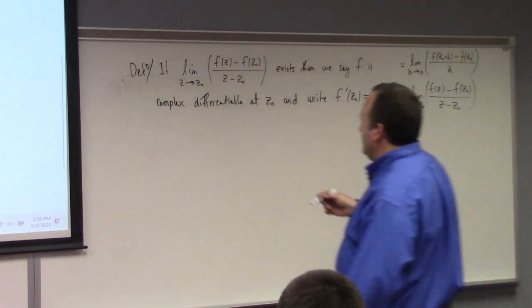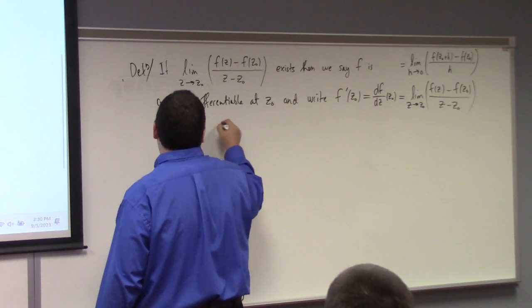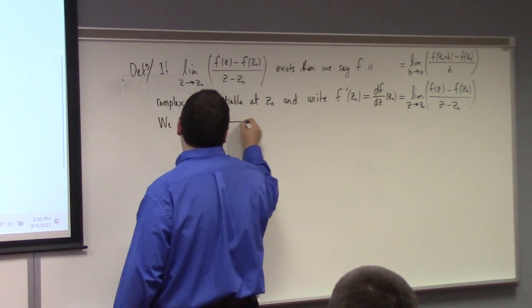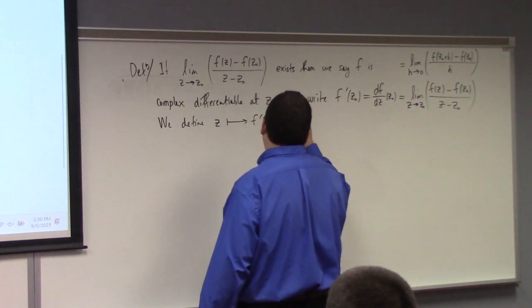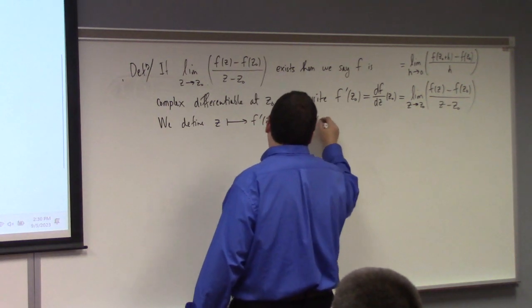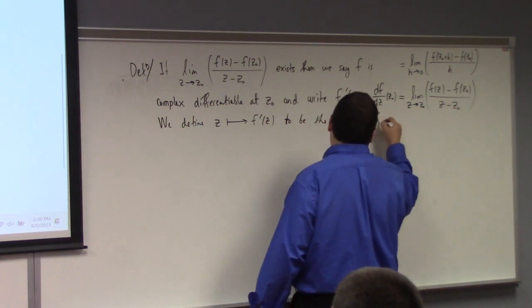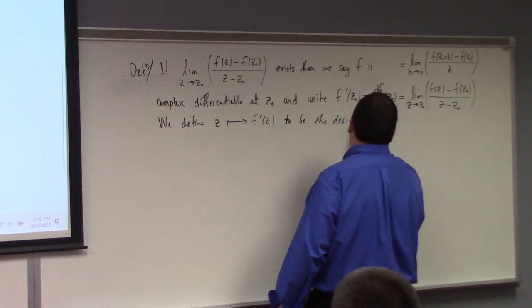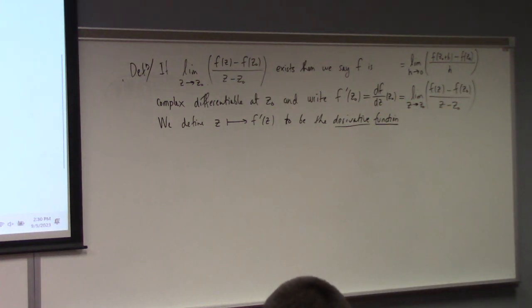Now, also, we define the mapping z maps to f prime of z to be the derivative function, if you will. Derivative function for all such z as that exists, right? So, again, same as Calculus 1, right?